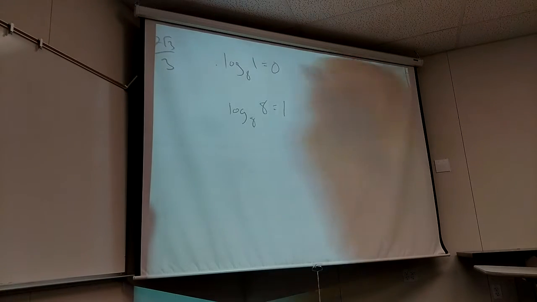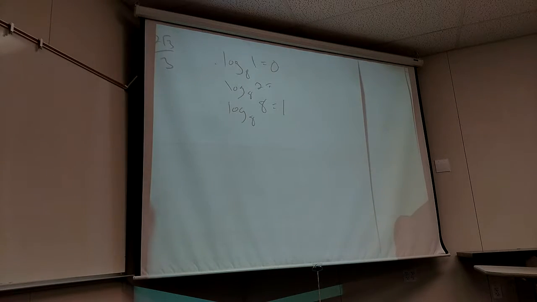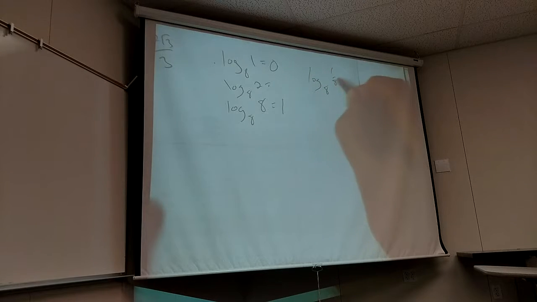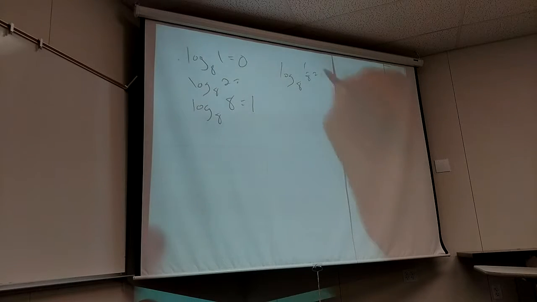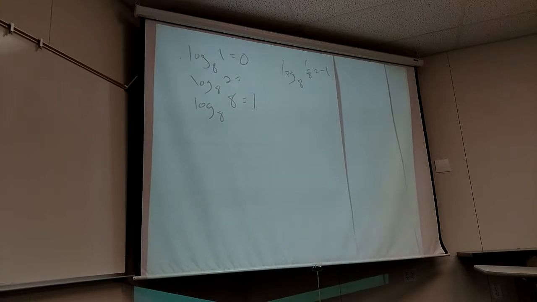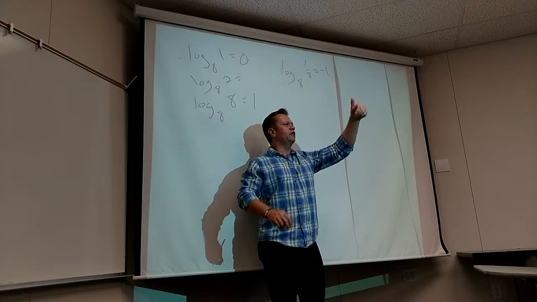So log base 8 of 2 must be between 0 and 1. Does that make logical sense? Yes. What's log base 8 of 1/8? What power do you put on 8 to make it become 1/8? -1. Right? So if the inside is less than the base, is less than 1, the answer is going to be negative because it's got to flip somehow.